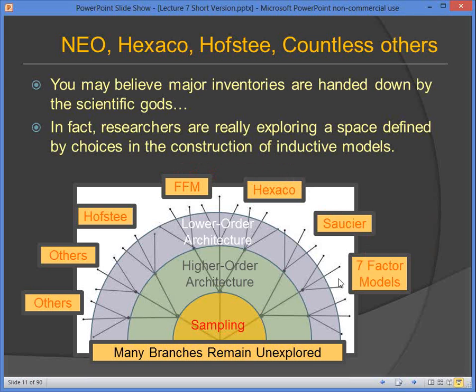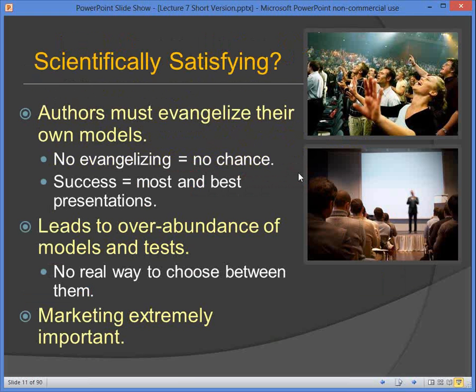And if you want to make a name for yourself, you can just decide to change the boundaries a little differently and explore one of the branches of the tree that's previously been unexplored, and you can invent an inventory and make a name for yourself in psychology. Okay, and you can have a little label out here at the endpoints of one of these trees in the decision space.